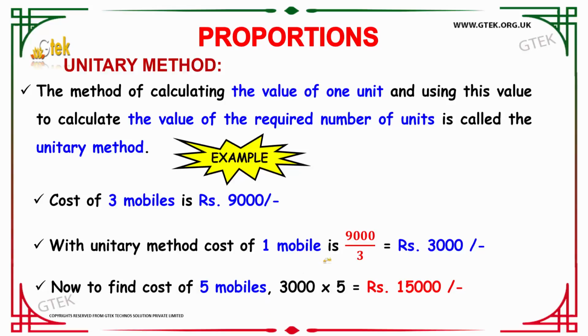Now we can find out the cost of 5 mobiles from the answer which we got before. In order to calculate the cost of 5 mobiles, we can simply multiply 3,000 into 5, that is 15,000 rupees. So this is one such simple example of the unitary method.